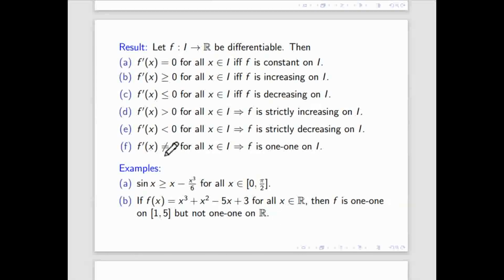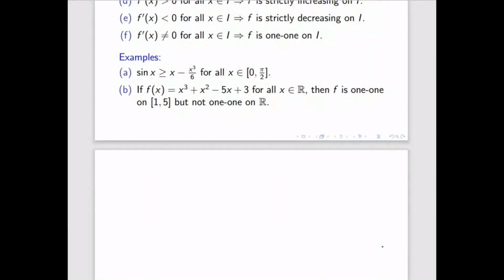Just checking that its derivative is non-zero, where in that domain it will be one-one. So first find the derivative and check whether it is 0 or not. So I will also do the derivative of this function f of x, f dash x. It will give 3x square plus 2x minus 5. So it is 0 at which point? x equal to 1.